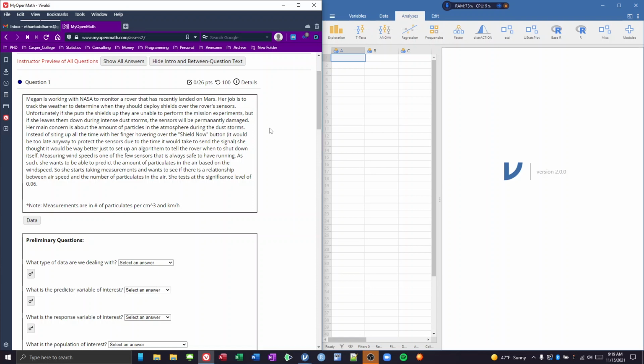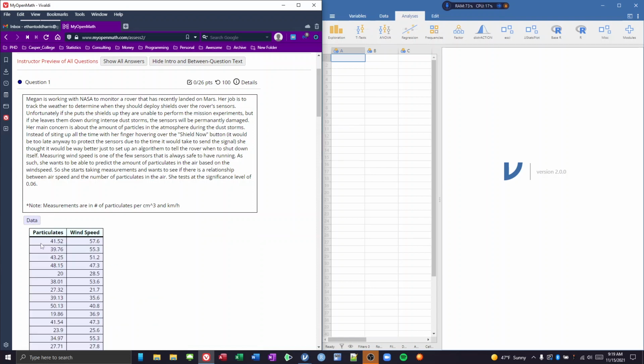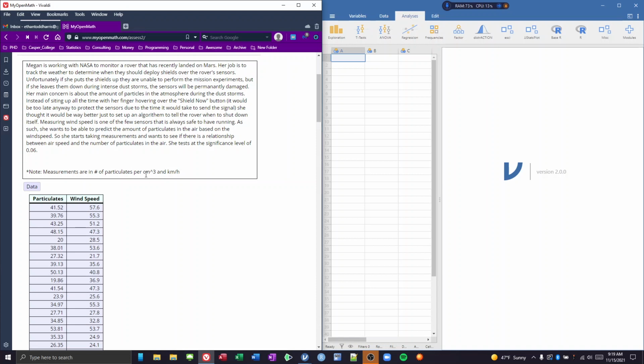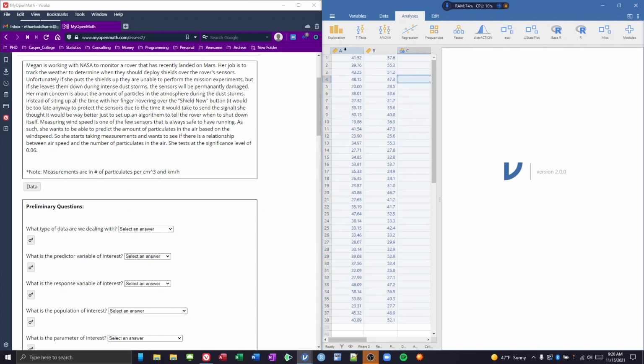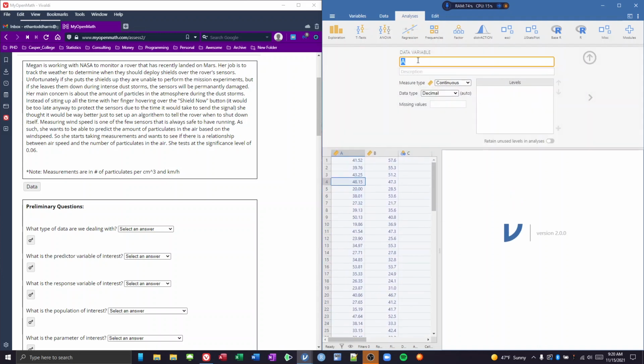Okay, so let's go ahead and look at our data. We have the number of particulates, so this is in per cubic centimeter and kilometers per hour. So let's go ahead and just copy this data and let's bring it over to Jamovi. Let's paste that in. And let's rename A as like particles and B, rename wind speed.